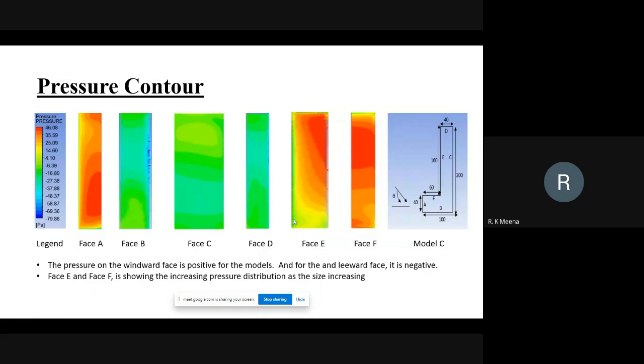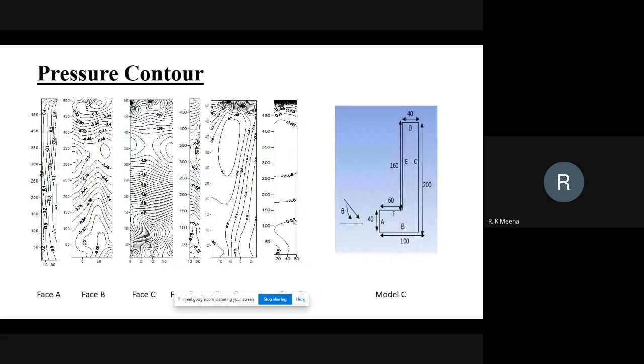Now this is the pressure contour for model C using ANSYS, and these are used to get the data on what pressure we are getting at which height, so that we can find the force at that particular height.